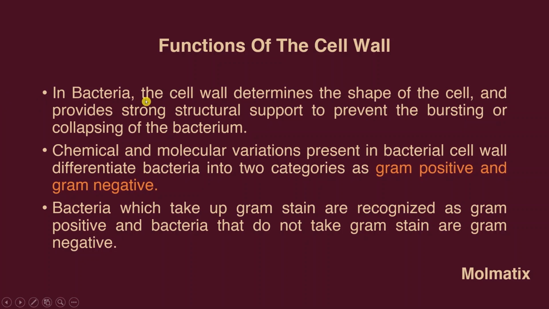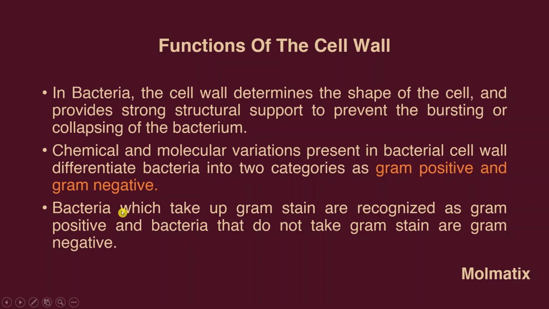In bacterial cells, the cell wall determines the shape of the bacteria and provides strong structural support to prevent bursting or collapsing of the bacteria. Then chemical and molecular variations present in the bacterial cell wall differentiate bacterial cells into two categories, gram positive and gram negative.